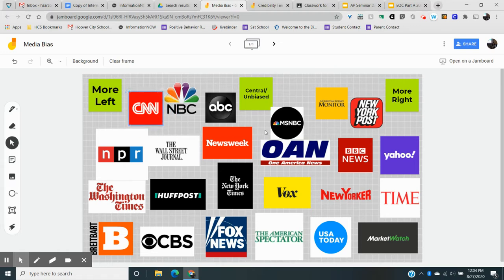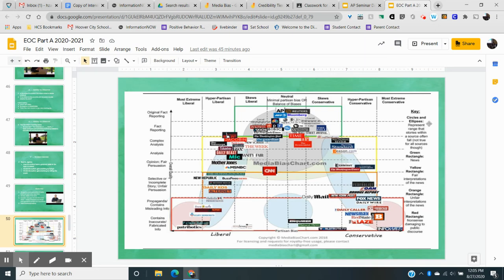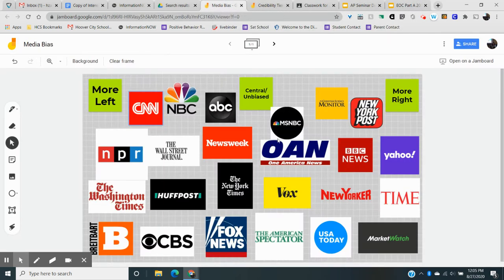If you're not sure, a good place that you can look is All Sides. So we've talked about All Sides before. It's a website that will show you kind of which way these different news outlets lean. And another is on your Google Slides for part 8. There's actually this media bias chart that we went over a few days ago, and it will show you if it falls any more left or more right or more neutral section of the spectrum. So that's what you're going to do with this one.